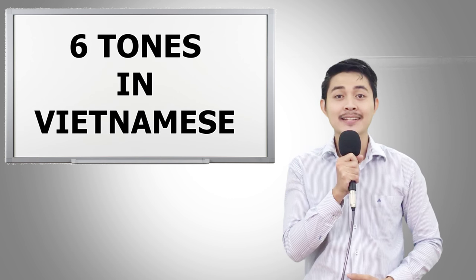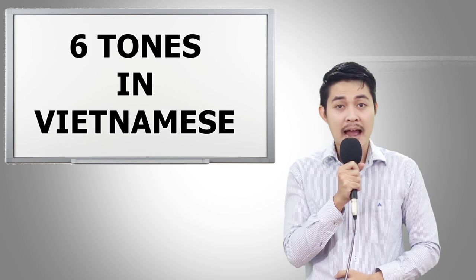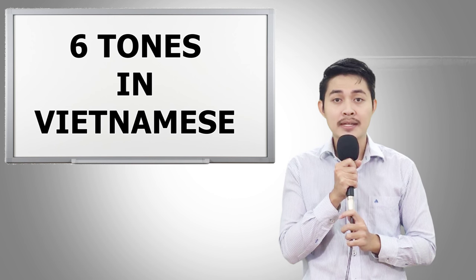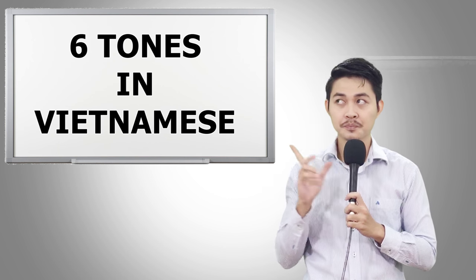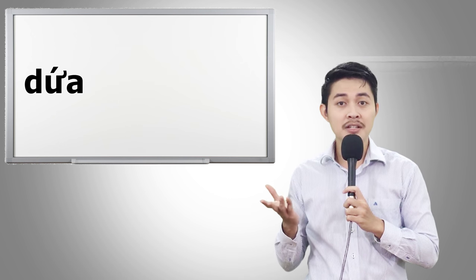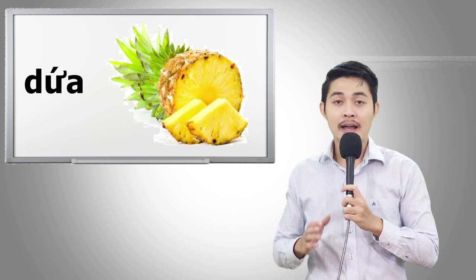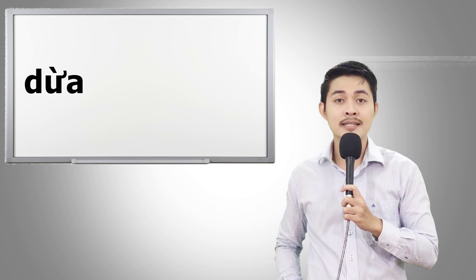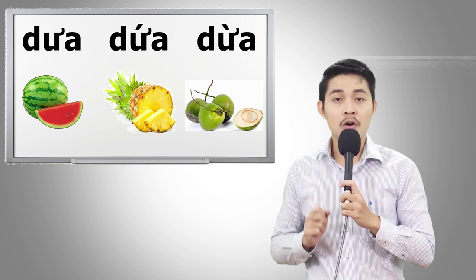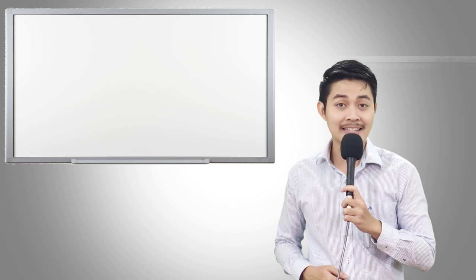Today, we're gonna learn 6 tones in Vietnamese. Just like the final sounds in English, the 6 tones are very, very important. If the tone is wrong, it may lead to misunderstanding. For example, dưa means melon, but dừa means pineapple, and dứa means coconut. 3 tones, 3 different meanings. So this is why we should learn tones very carefully. Okay, let's begin.